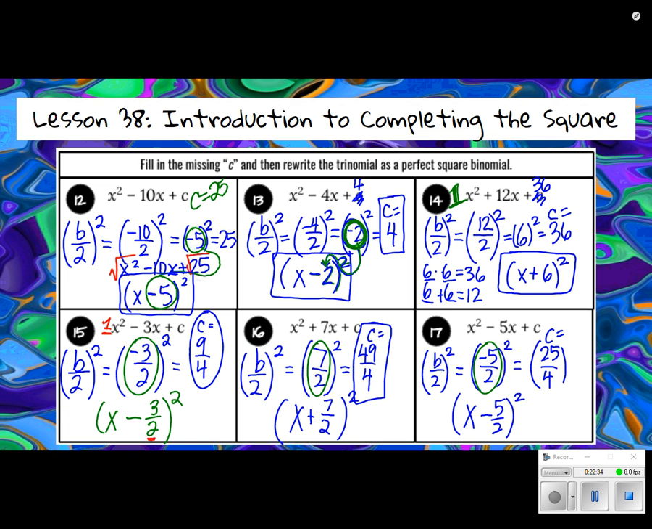All right, that's it for today. We're learning how to complete the square, why it's called completing the square, because we actually built a square out of things, and then we turned it into a squared binomial. So play around with these, see what you can do.